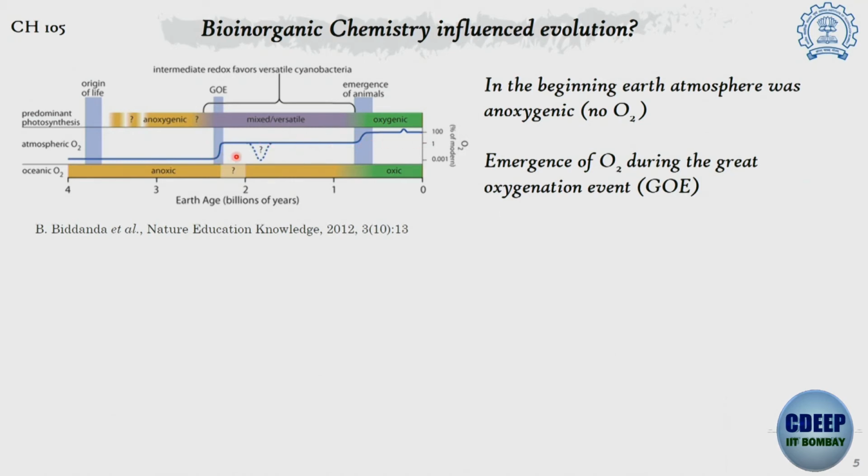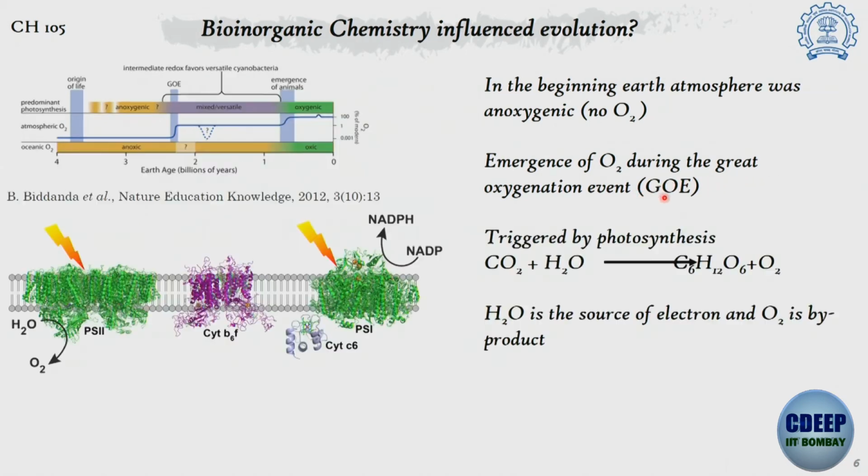So something happens in this particular part where there is a huge sharp increase, or I would say emergence, of oxygen in the atmosphere. That particular period is known as the Great Oxygenation Event. So what actually happened there? At that time photosynthesis took place. During photosynthesis, carbon dioxide gets reduced to glucose. And for this reduction to happen, we need electrons.